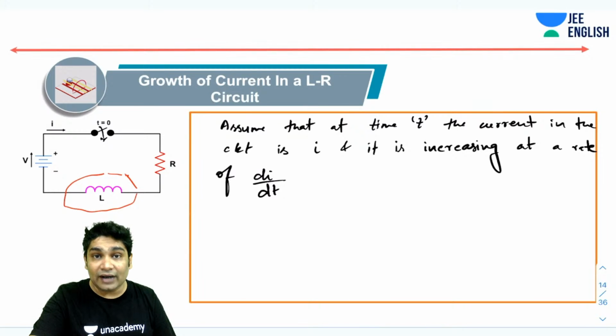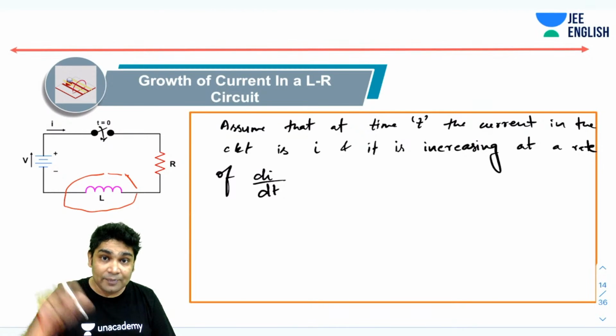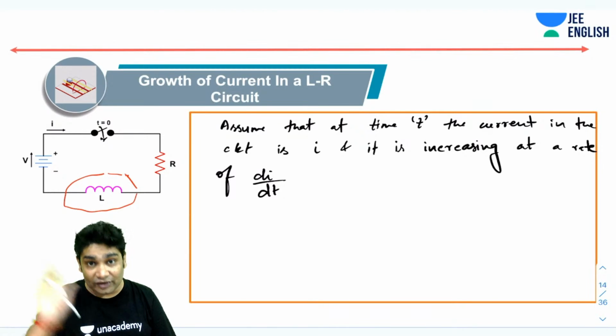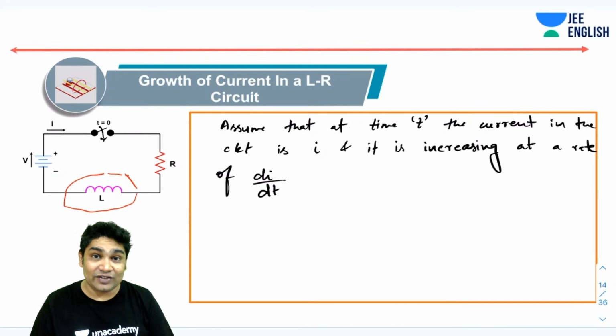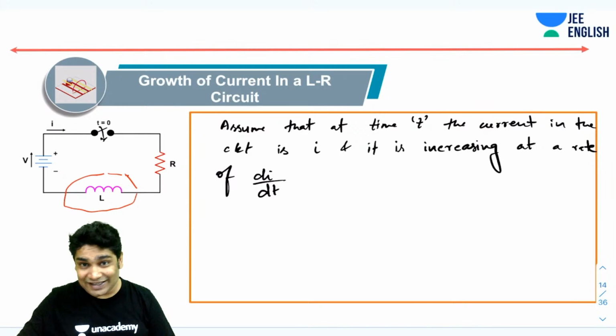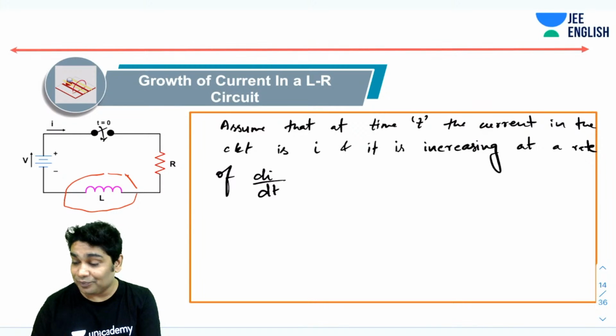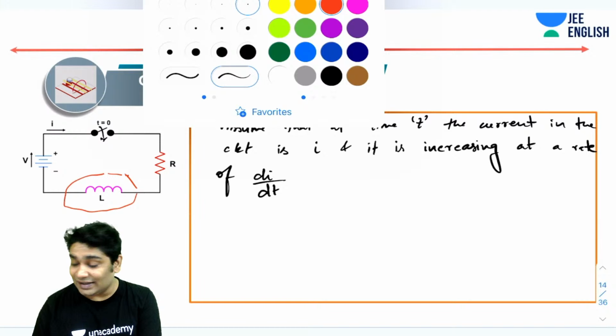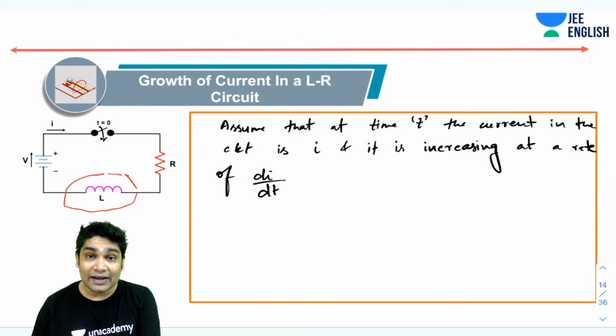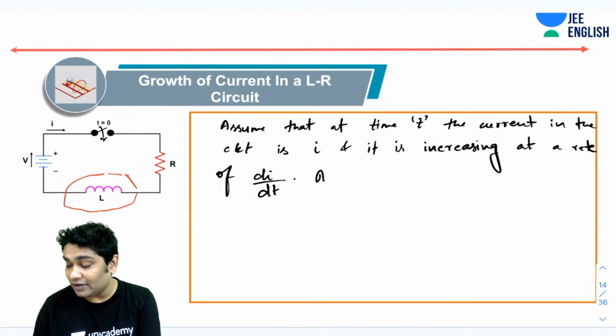In case of a purely inductive circuit, it grows at a constant rate and it can grow from zero to infinity also. In this case, obviously, that will not happen, and it will approach a limiting value. Let's try and get the equation of that. So at this instant, we can apply the KVL equation. So applying the KVL equation at this instant, let's see what we get.